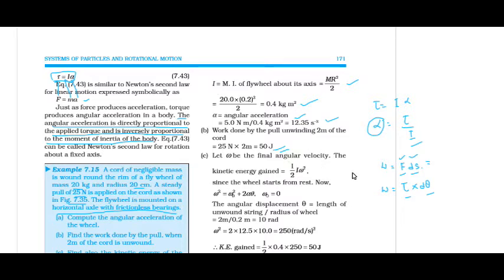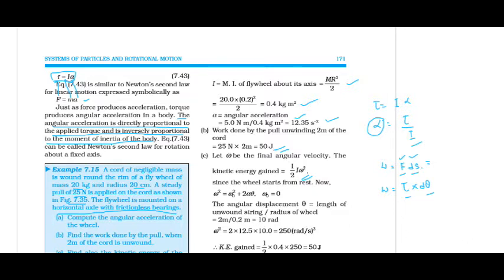Let omega be the final angular velocity, and the kinetic energy gained is equal to half I omega square. Since the wheel starts from rest, omega square is equal to omega naught square plus 2 alpha theta. So omega naught is 0. The angular displacement theta is equal to the length of the unwound string per radius of the wheel, that is 2 meter upon 0.2 meter, that is 10 radian.